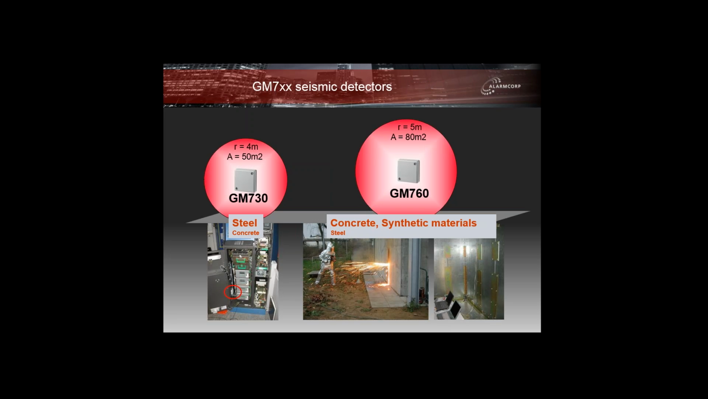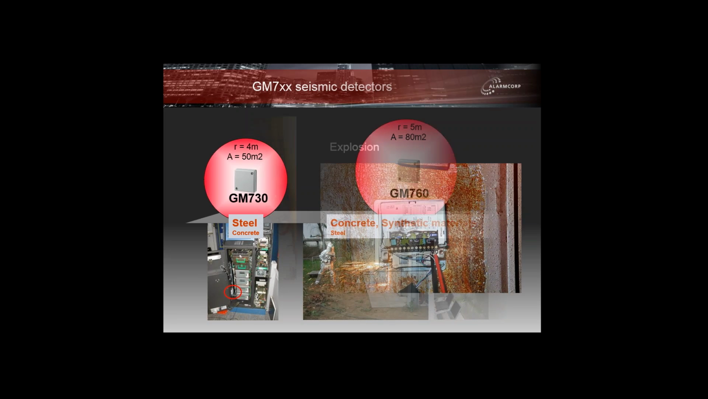The 760, by comparison, has got a radius of 5 meters. It's just a slightly larger range, slightly larger amount of area. But both detectors, in fact all the detectors in the range, work quite happily on steel and concrete, like the picture of the ATM there, or concrete or synthetic materials on larger areas that the GM760 can cater for.